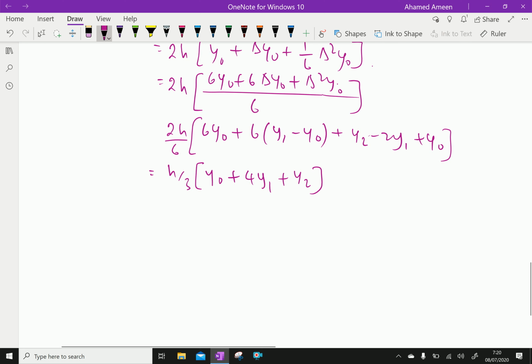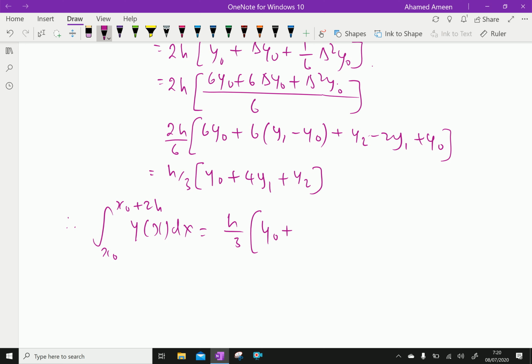Now we can say therefore the integral from x0 to x0 plus 2h of y of x dx equal h over 3 of y0 plus 4y1 plus y2.